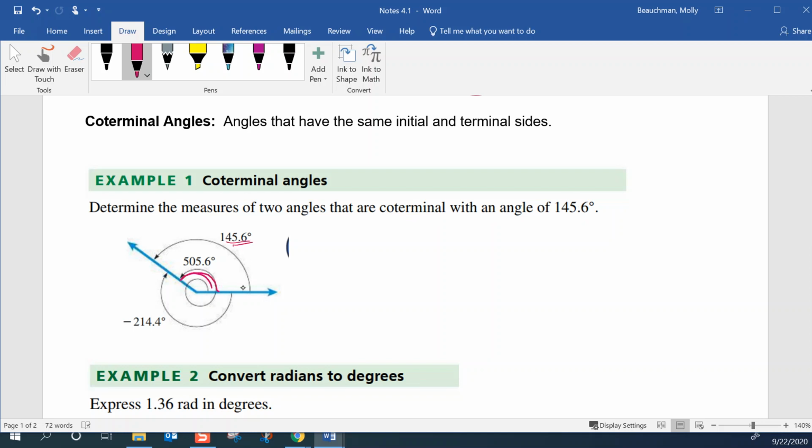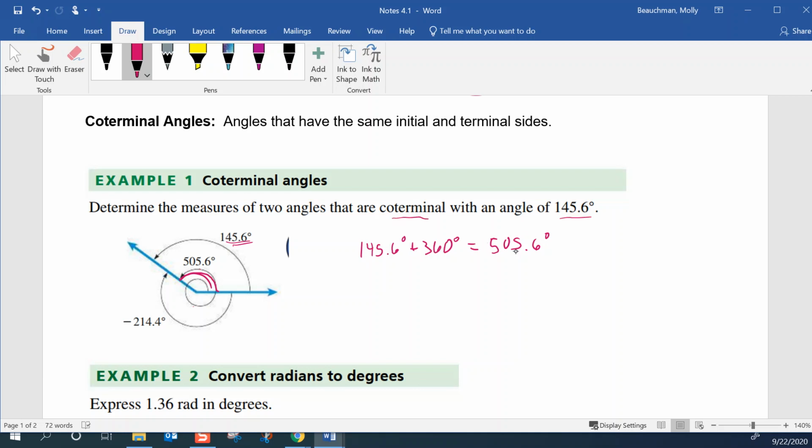Coterminal means you could go around the circle another time, take 145.6 degrees and add another 360 degrees, and you're going to land in the same place. So this expression of 505.6 degrees is when you go around the circle a full time and then land on the same terminal side. So there are an infinite number of angles that are coterminal with this angle.